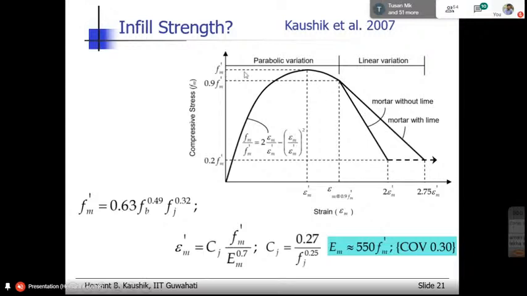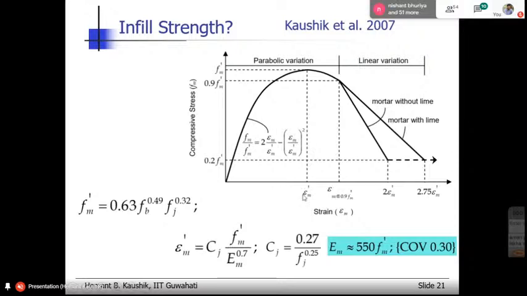So this is Fm prime, this is the strength, and this is the corresponding strain value. This is the point up to which the parabolic variation will be there. It corresponds to 0.9 Fm prime, so we are considering a 10% reduction in the strength. Up to that point the parabolic variation is considered, and this is the strain value at that point. You can get that strain value from this equation. So the parabolic equation is defined here.